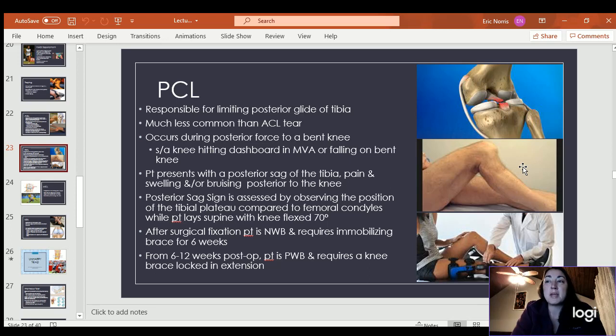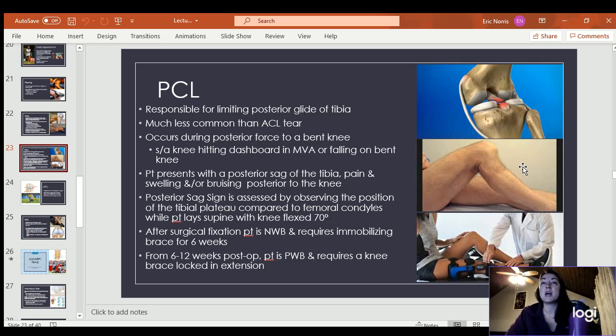The surgeon may clear you to remove the brace for PT only, and maybe you could do some very gentle mobilizations or movements, depending on what the protocol is. And then typically for the next 6 weeks, from week 6 to week 12 post-op, they're still only partial weight bearing, and they're in a brace that's still locked into extension. So that's a long time to be locked in one position.